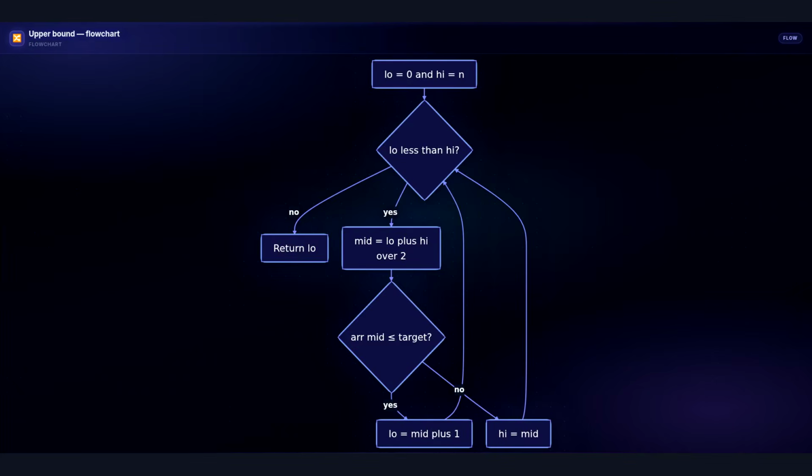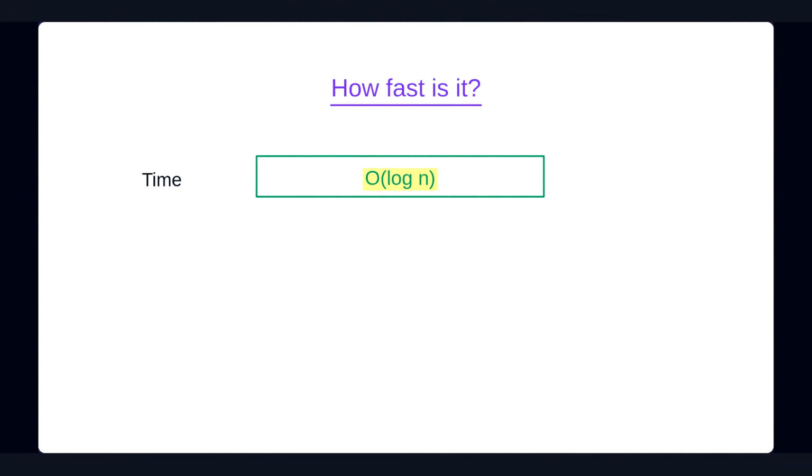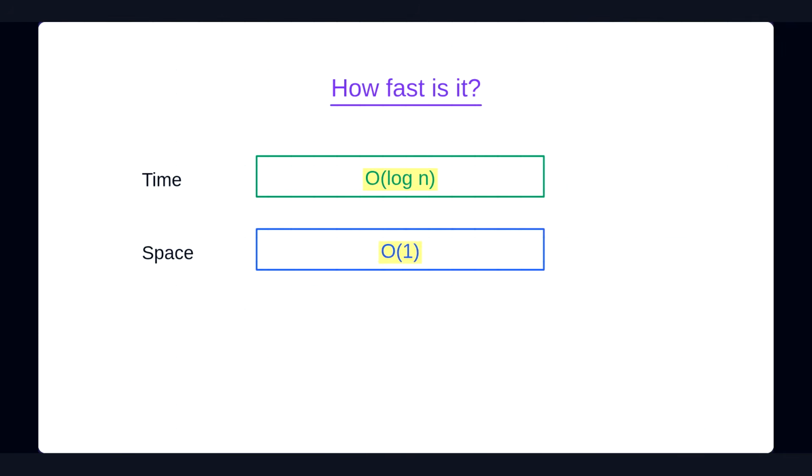Set low to 0 and high to n. While low is below high, take the middle. If the middle value is at most the target, move low up. Otherwise, move high down. When they meet, return low. Just like lower bound, every step discards half the remaining positions, so we finish in a number of steps that grows like the logarithm of the length. Order log n time, and order one space for the two markers.